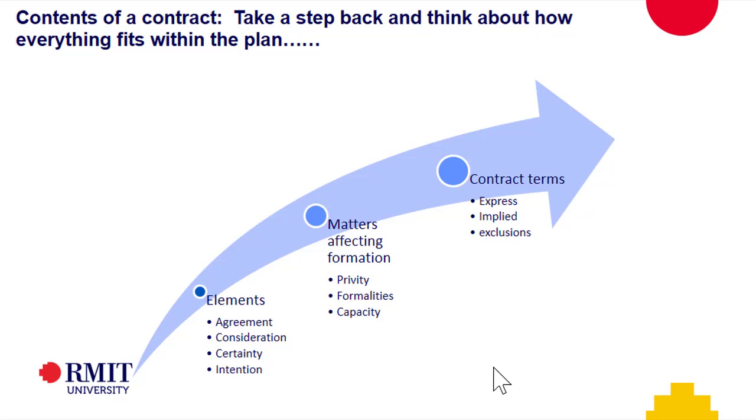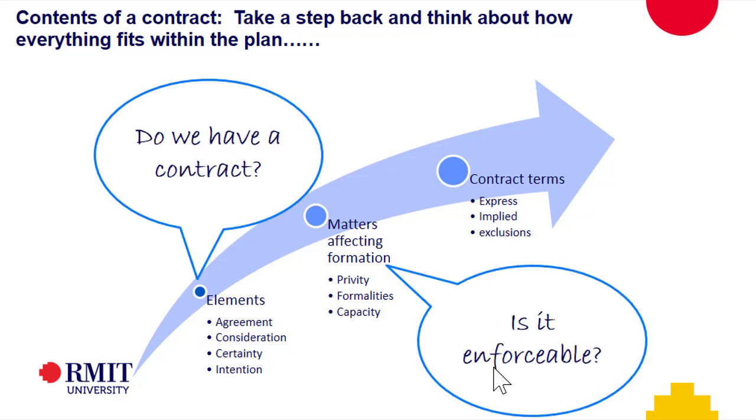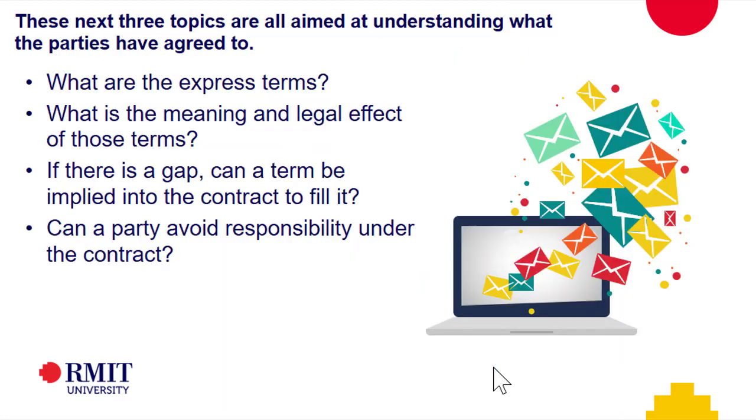And now we're at the stage where we're looking at, assuming we've got a contract, assuming that those kind of factors haven't impacted it, what does it mean? What does the contract itself mean? So we start with, do we have a contract? We ask ourselves, if we do, whether it's an enforceable contract, and then we go to what does it say? Now, the reality is in the real world, you might end up asking those questions in a slightly different order, depending on what the most important issue is for you.